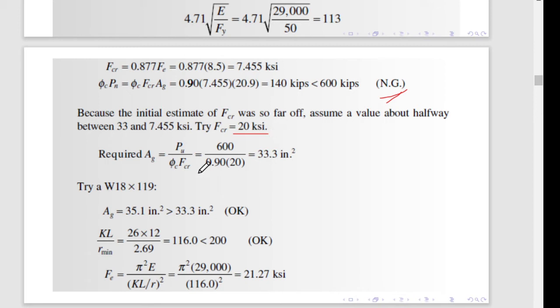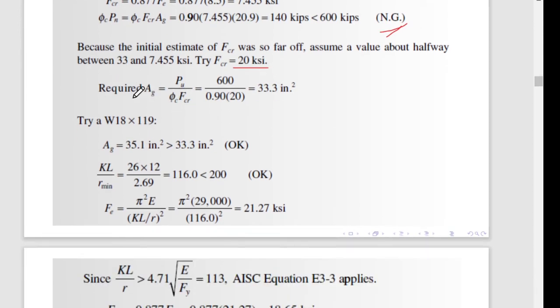We have to compute again, no? The procedure just repeats. Compute for the required gross area. Using the computed factored load of 600 divided by the resistance factor 0.9 times this assumed value for the critical buckling stress of 20 KSI, equal to 33.3 inch square. So we have to select again a section slightly greater than this 33.3 inch square, no?